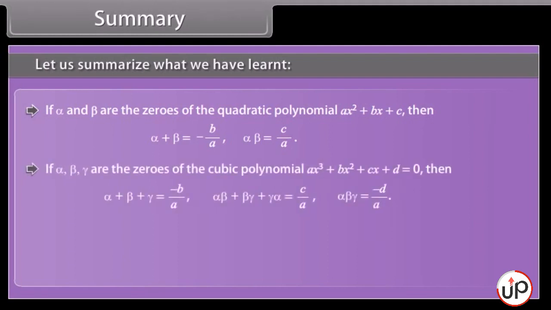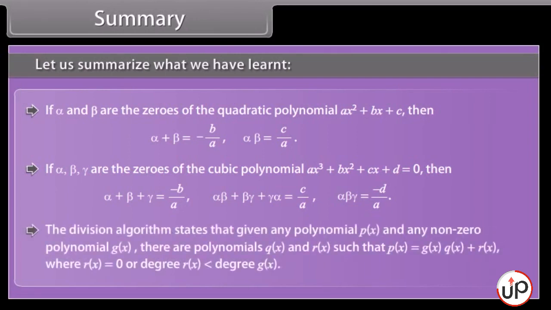If alpha, beta, gamma are the zeros of the cubic polynomial ax cube plus bx square plus cx plus d equals 0, then alpha plus beta plus gamma is equal to minus b upon a. Alpha beta plus beta gamma plus gamma alpha is equal to c upon a. Alpha beta gamma is equal to minus d upon a.